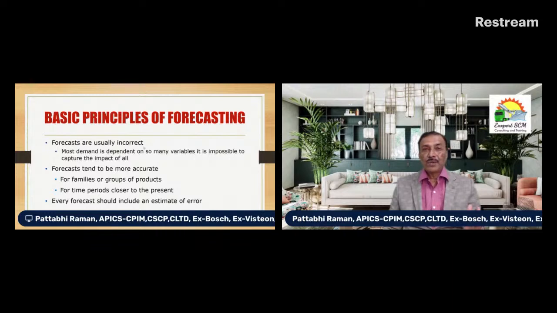So every forecast should include an estimate of error. It doesn't matter if you are at 50% accuracy, 70% or 90%. You should inform the user that this is the level. If you are a supply chain executive, and you know that you are going to use a forecast which has a 20% error, then the material planning itself has to be done in a different way. Okay.